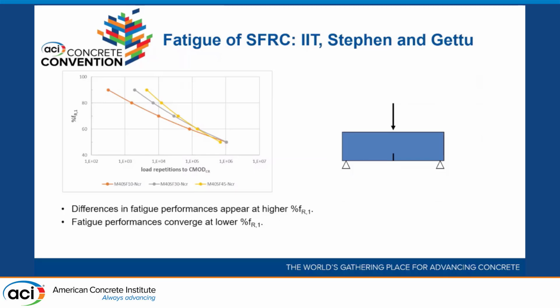The results of the beam test, you can see here at the higher percent of FR1, you can see clear differences between the different dosages at higher levels of stress, but you can see at lower levels of stress, they tend to converge at this lower level at higher load repetitions.